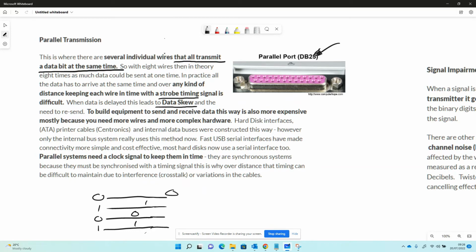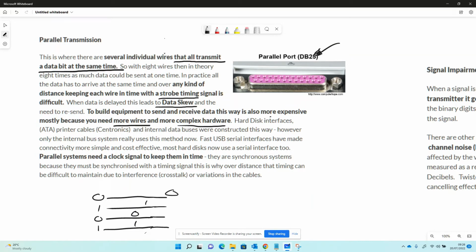So building equipment to send and receive data this way is more expensive. It's more expensive because there are more wires and there is more complex hardware. We need a separate cable for the timing signal, and it's more complex to set up the system. It used to be used a lot more because it was a lot faster, because we literally sent lots of data at the same time instead of one after another.